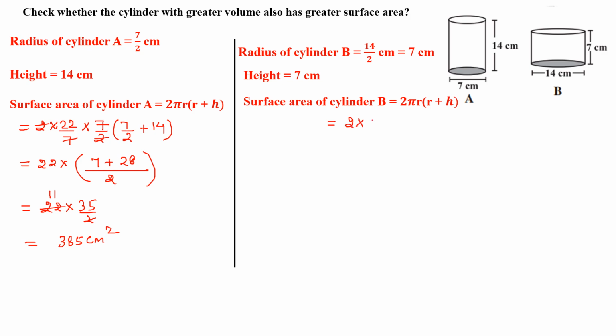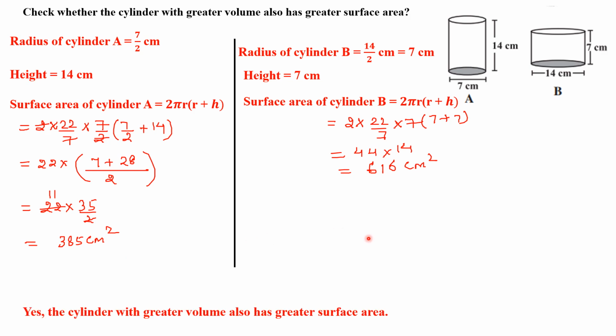So it is 2 into 22 by 7. Radius is also 7 and height is also 7. So from here we will get 44 into 7 plus 7, which will give me 14, and if I multiply I will get 616 centimeter square. So in this case also, the surface area of cylinder B is greater than the surface area of cylinder A. And we have seen that volume was also greater for cylinder B. So from here I can say that yes, the cylinder with greater volume has greater surface area.